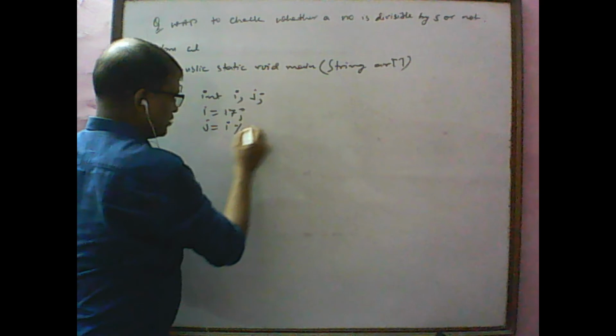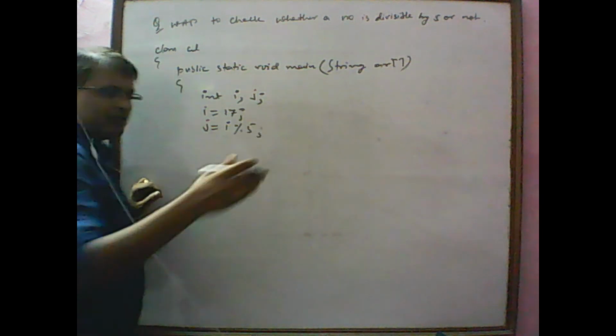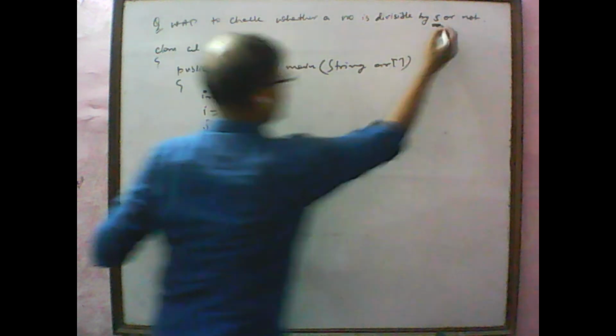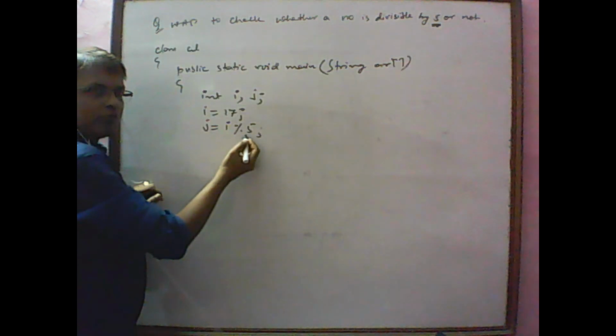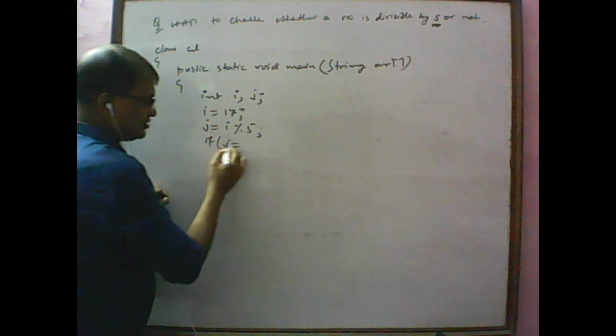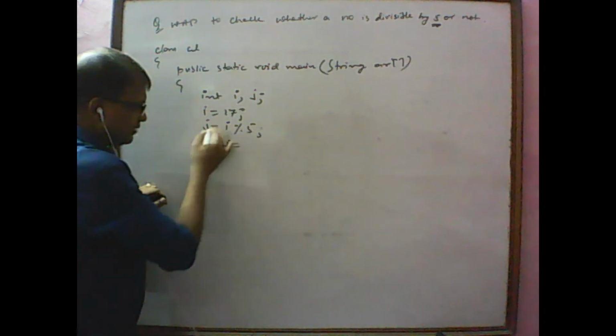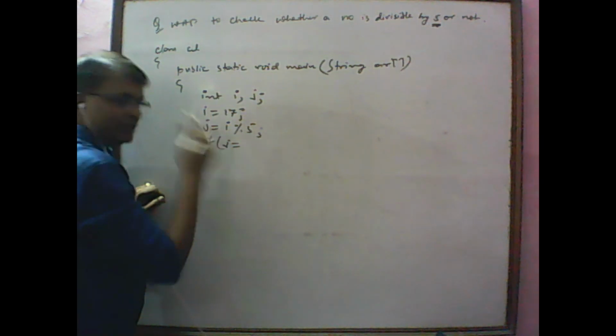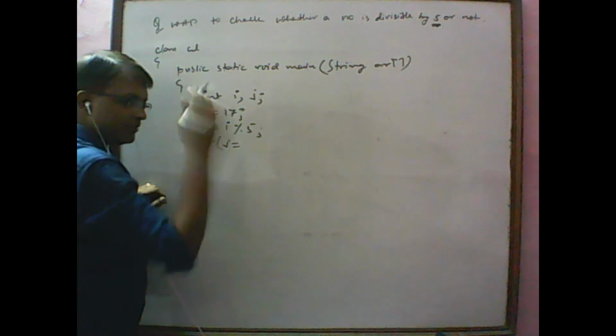I modulus 5. How will you get the remainder? By using this modulus sign. And this time you have to check divisibility by 5, so here the divisor will be 5. Now compare. Remainder is stored in J, so while writing J, you have to keep in mind that J is the remainder.